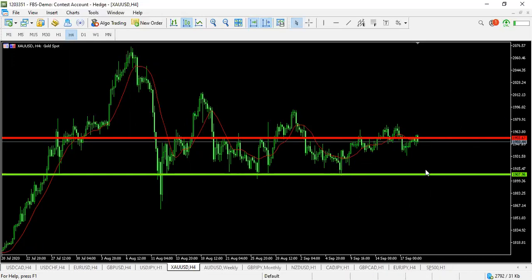So as long as 1907 is holding, then we will see the pair go higher, as high as 1955. And if it keeps on rejecting it, that's where we're going to be taking our profit. But we're going to see a close above, a retest and continuation to the upside. And that's all for the week, guys.